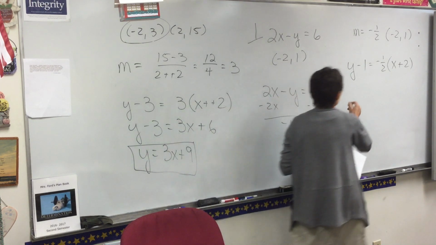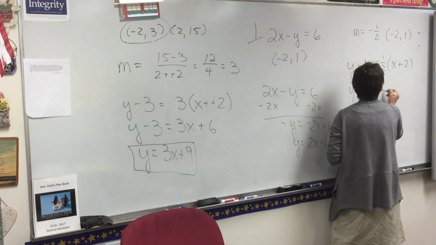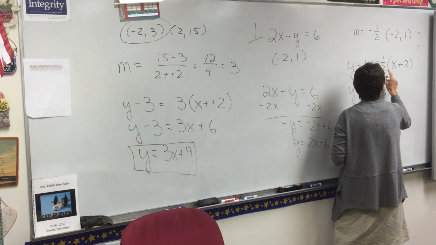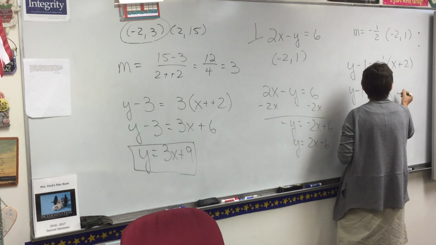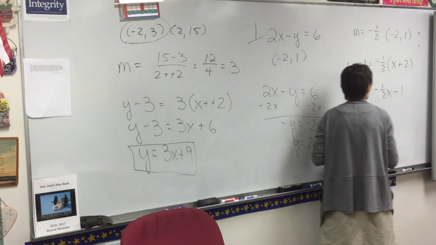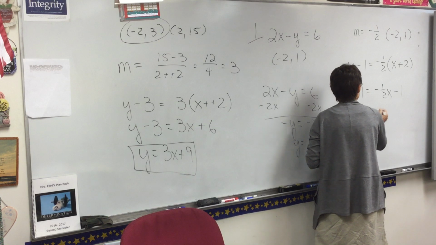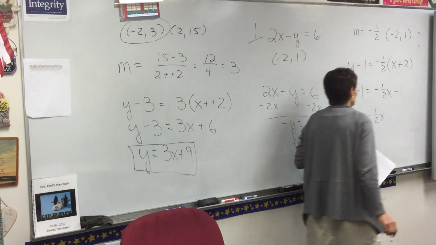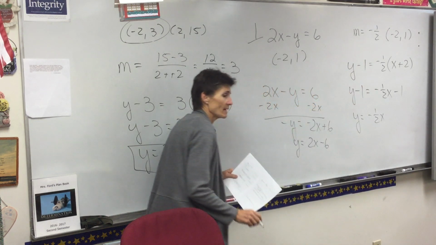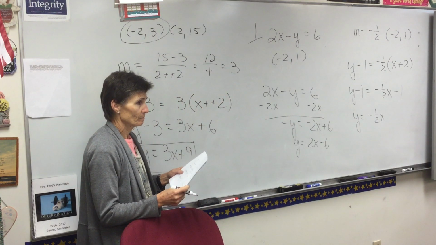So I'll distribute. Y minus 1 equals negative 1/2 x. What's negative 1/2 times 2? Negative 1. I'm going to add 1 to both sides, and what happens? Y equals negative half x. Yep, that's it. That's the answer to the question.